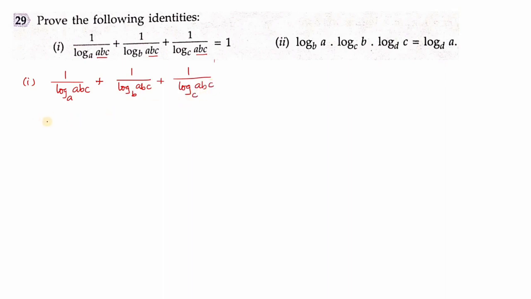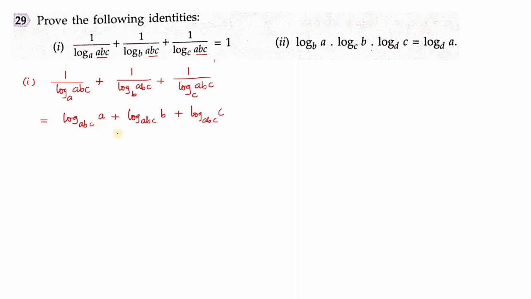So we will do exchange of base. So when the bases are changed, you know that it becomes a reciprocal. So it is log ABC at the base, okay, this is the base, and you will write in the argument A, plus similarly this is going to be log B at the base ABC, plus we have log C at the base ABC.